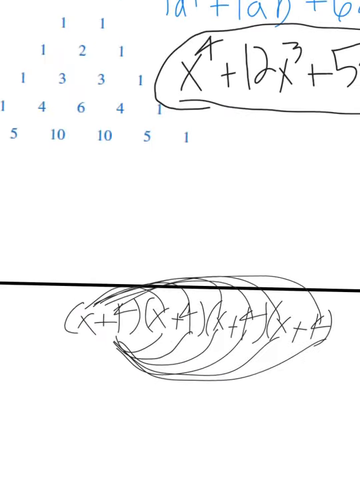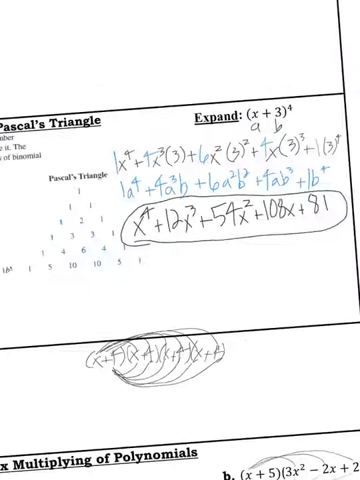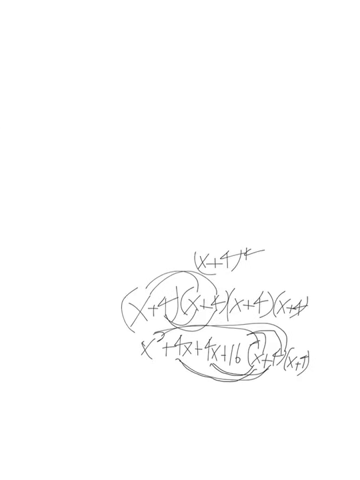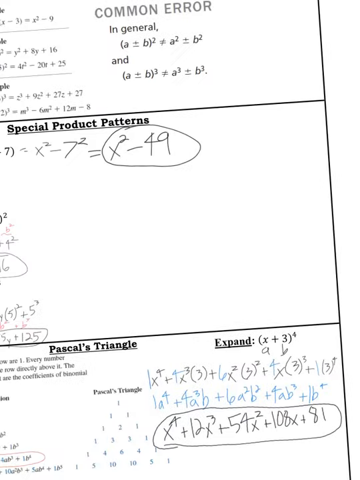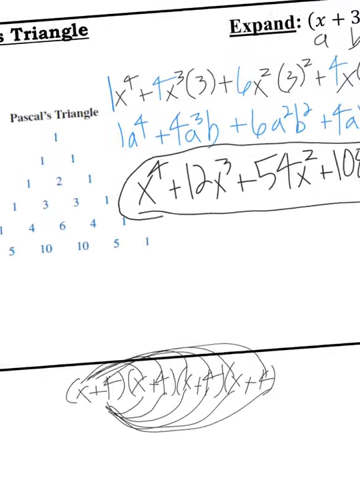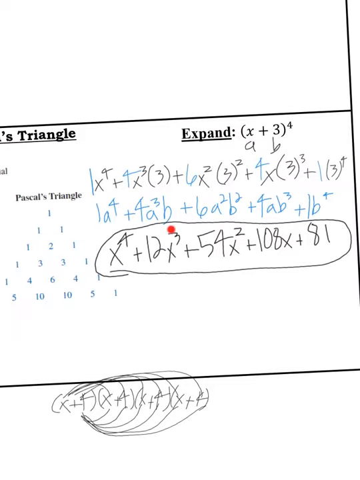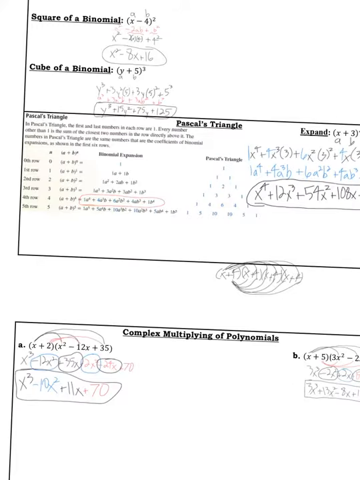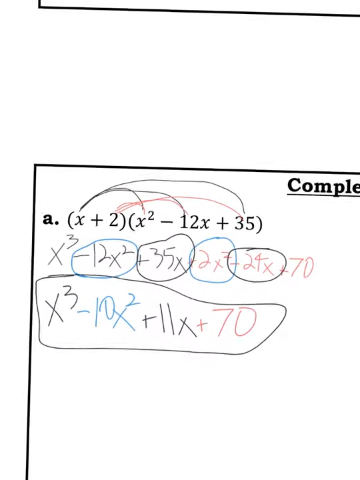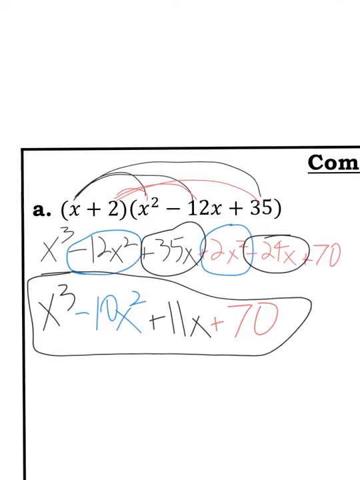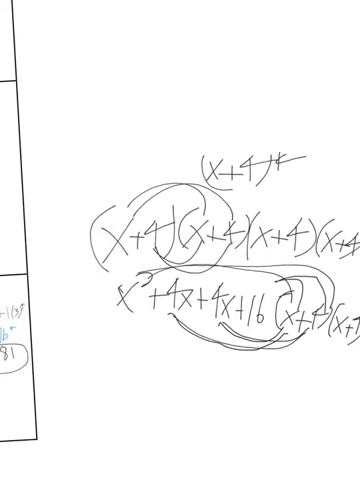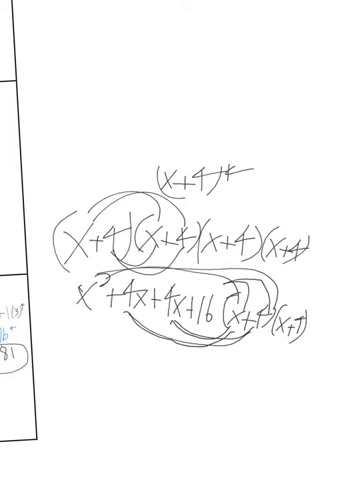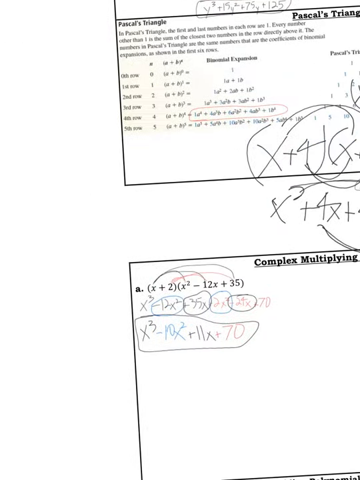This scribbling down here is some notes I made during class. I think it was me showing what I wrote over here, but I think this is a little bit better representation. So just ignore that. Just pay attention to all this, okay? So, complex multiplying of polynomials. It's just a little bit easier than doing this, a little less to write down.